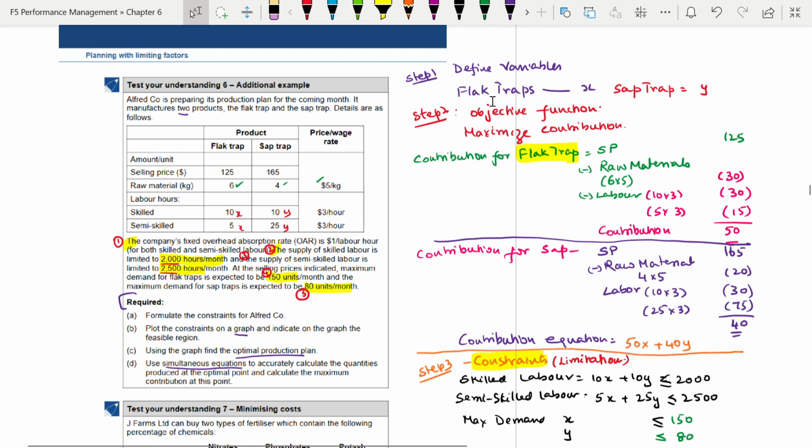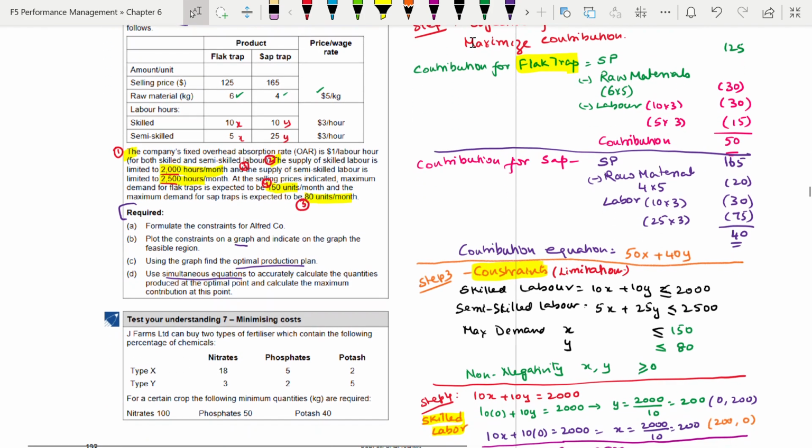First, anytime, we have to identify the variables. The second point, what is X? Then we have to make the objective function. What is the objective? The objective is to calculate the contribution. In order to make the equation, it is 50x, and this is y.